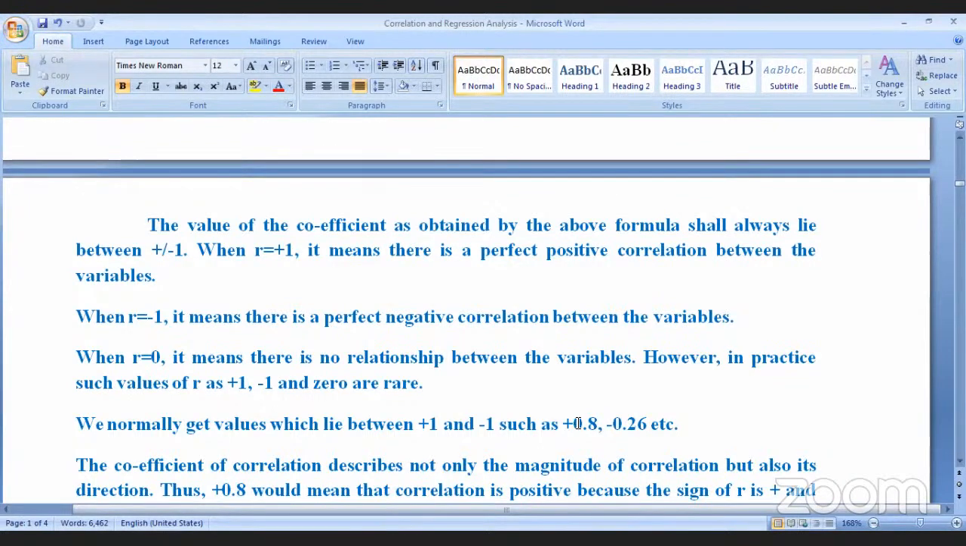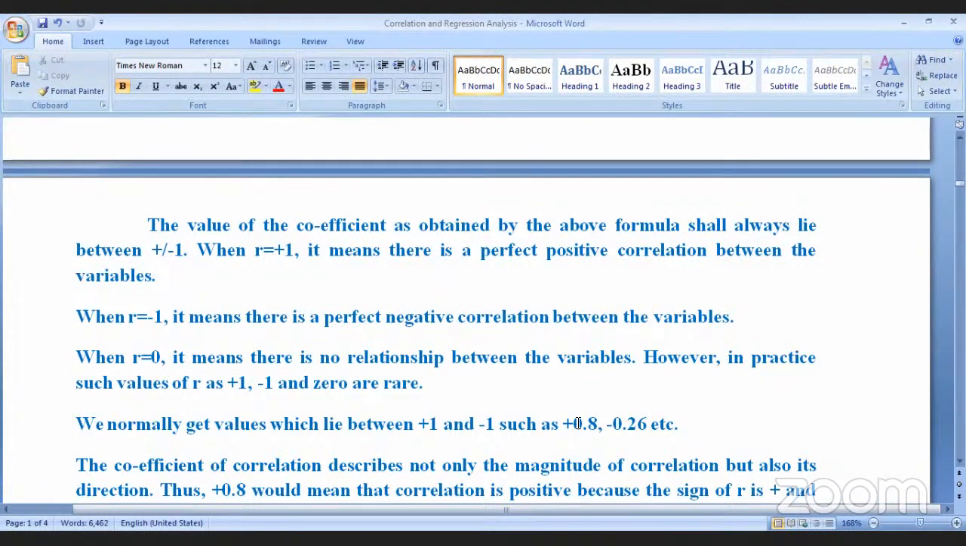Suppose when you calculate, your solution is minus 0.6789. The minus sign indicates there is a negative correlation between the two variables, and we are going to write the conclusion accordingly. If it is a plus sign, a positive value, there is a positive correlation between the two variables. If you get 0, it means that there is no relationship between the variables.